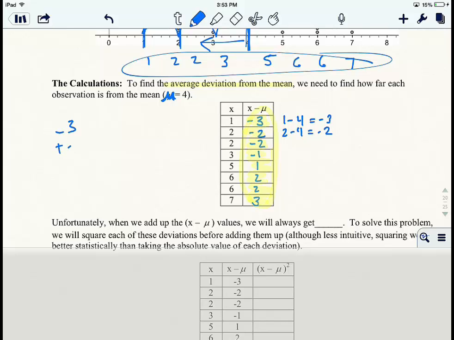-3 plus -2 plus -1, ... And unfortunately, the problem is when we do that, we get 0, and we'll always get 0. So to solve this problem, we will square each of the deviations before adding them up. And we'll explain why this works in class.